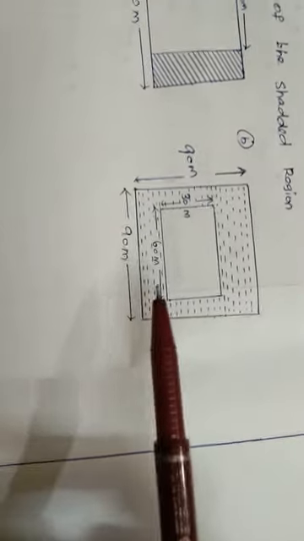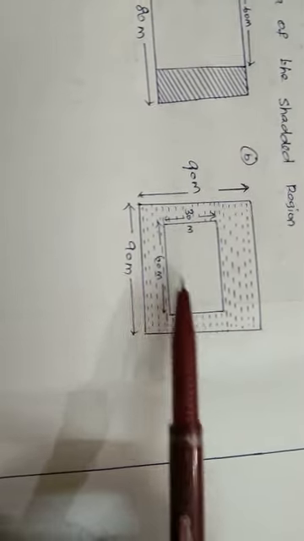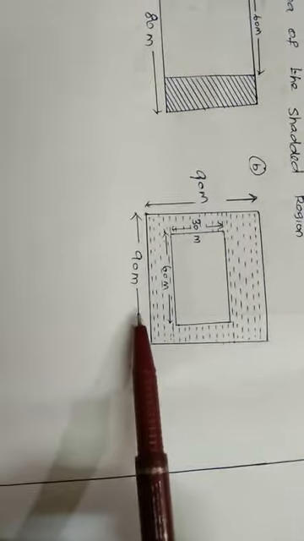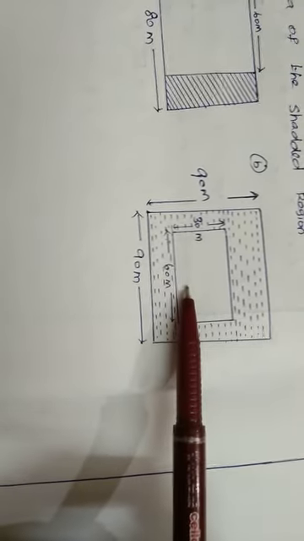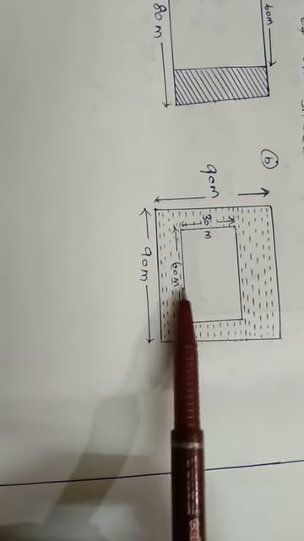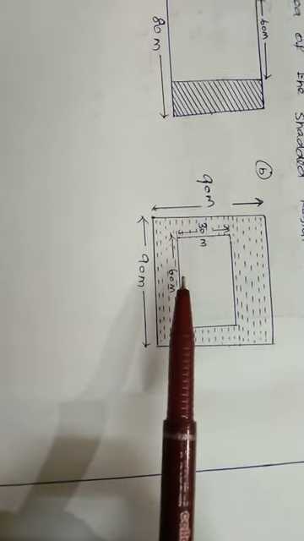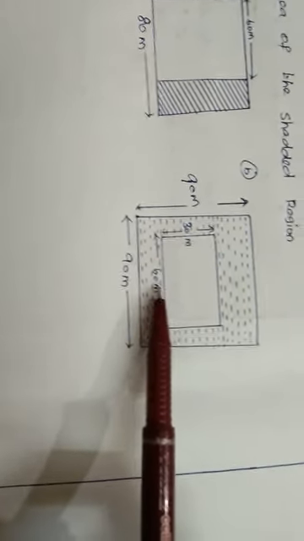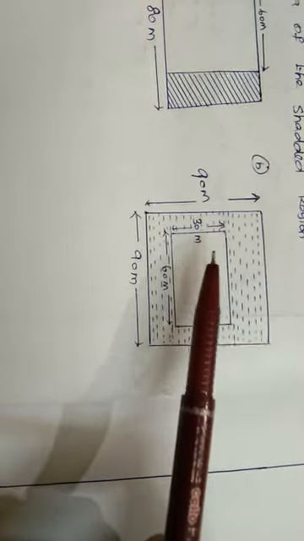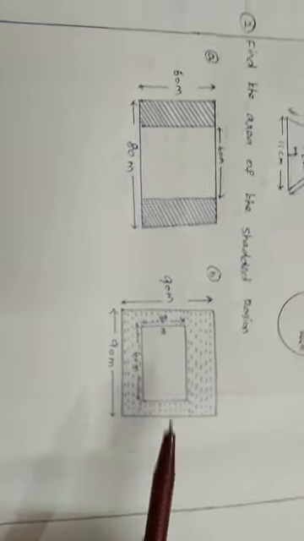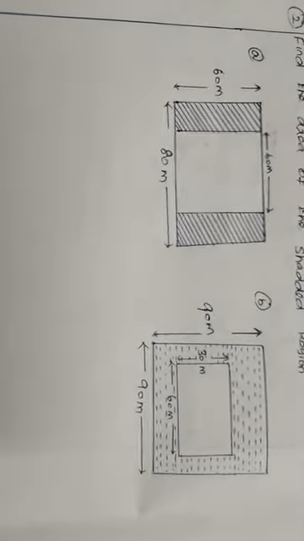Here also, for the area of the shadowed region, the bigger one is a square. So area of the square minus area of the rectangle. Area of the square is 90 into 90, that is A square, minus L into B. So L value 60, B value 30. So substitute and find. So just do this problem also.